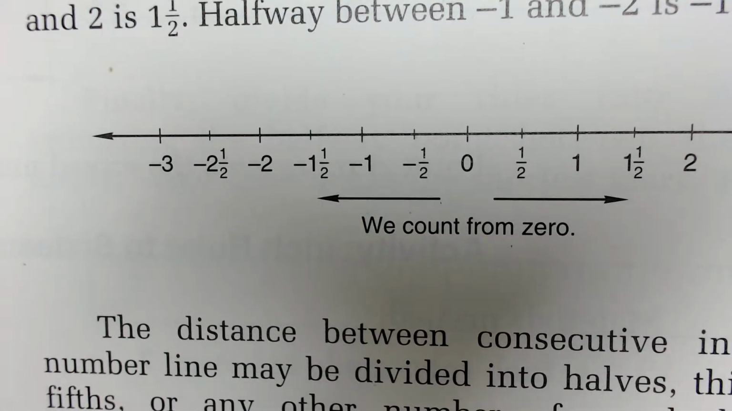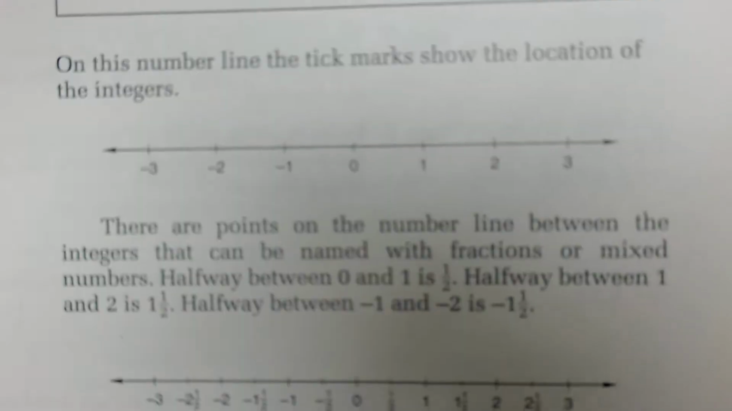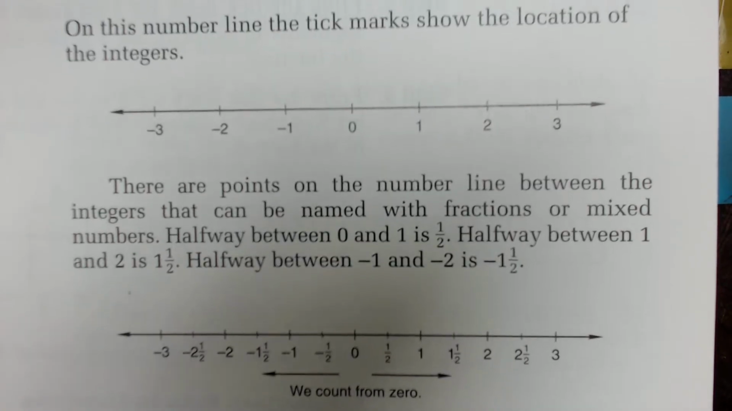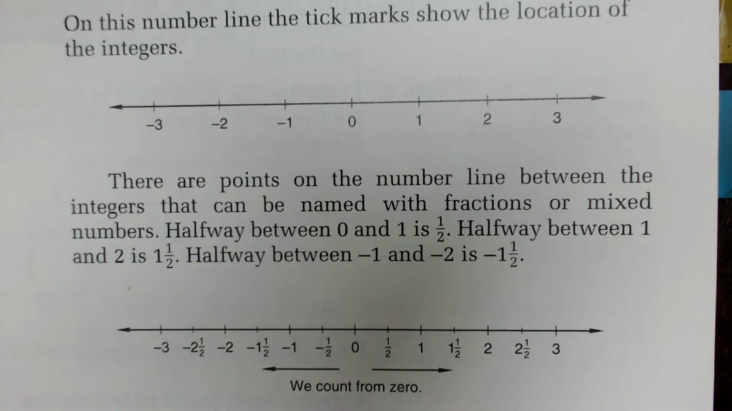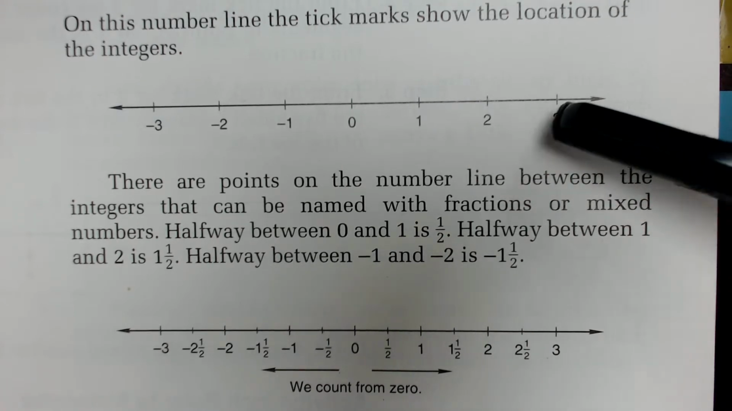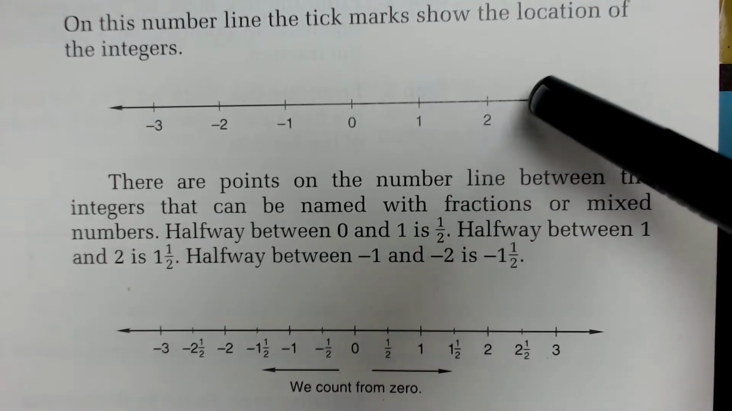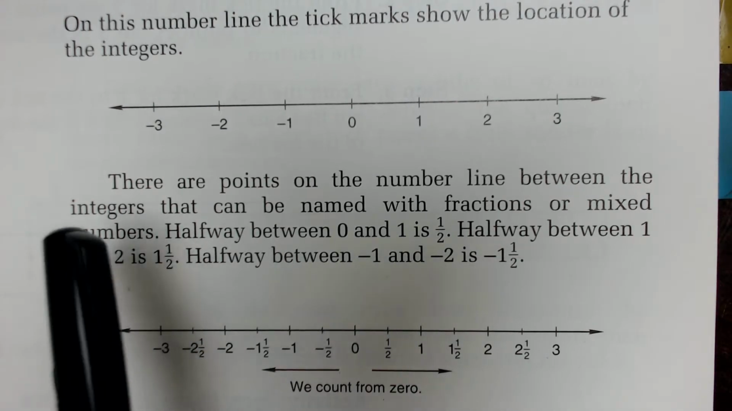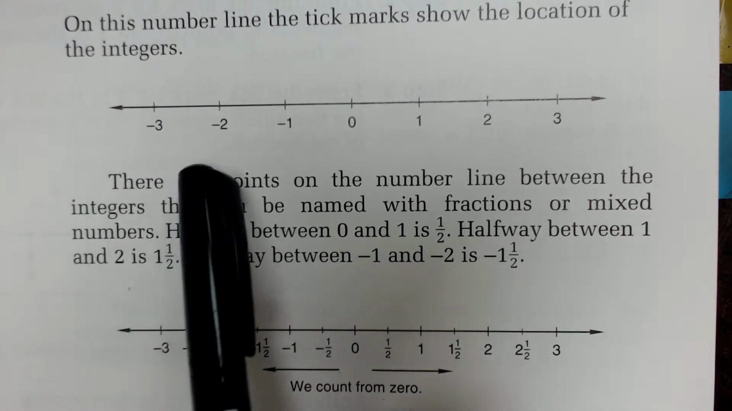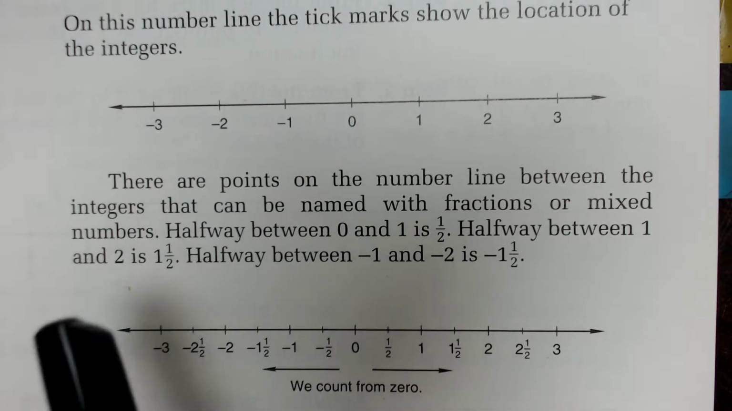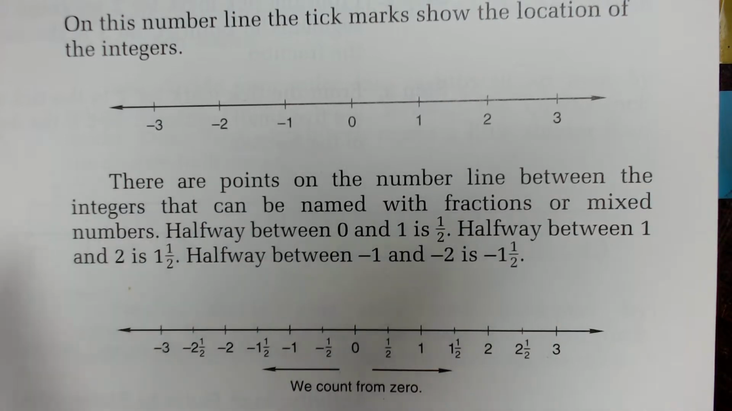So if I were to ask you what number is halfway in between 2 and 3, you would look at your number line and say, oh, that's going to be 2 and 1/2. Or if I were to ask you what number is halfway in between -3 and -2, that would be -2 and 1/2, or -2 and -1, -1 and 1/2. So now we can start seeing these half numbers.